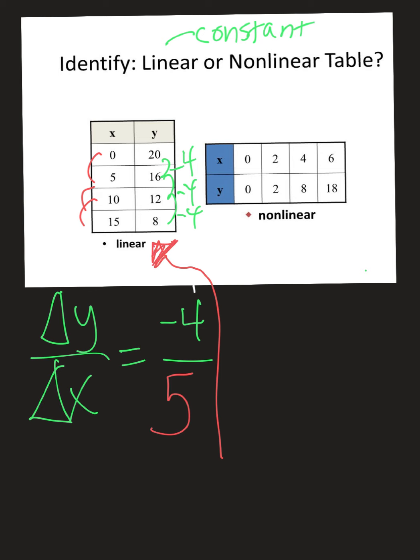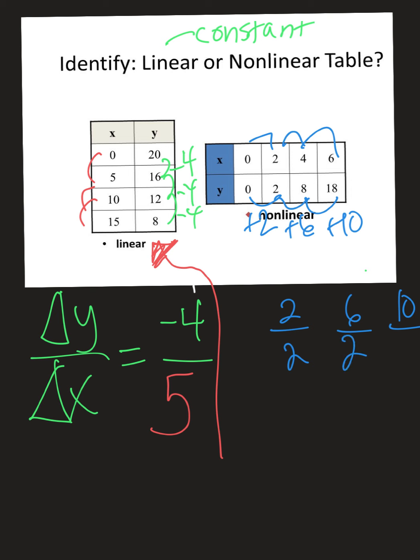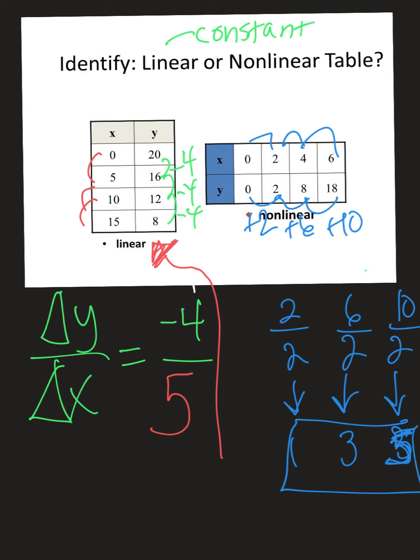Now if you look at this nonlinear one, though, my change in y is plus 2, and then plus 6, and plus 10. So 2, 6, and 10. And then I have 2, 2, 2. So they all change with a different unit rate based on this. Oops, sorry, 5. And therefore this is not linear because it is not a constant rate of change. It doesn't change consistently.